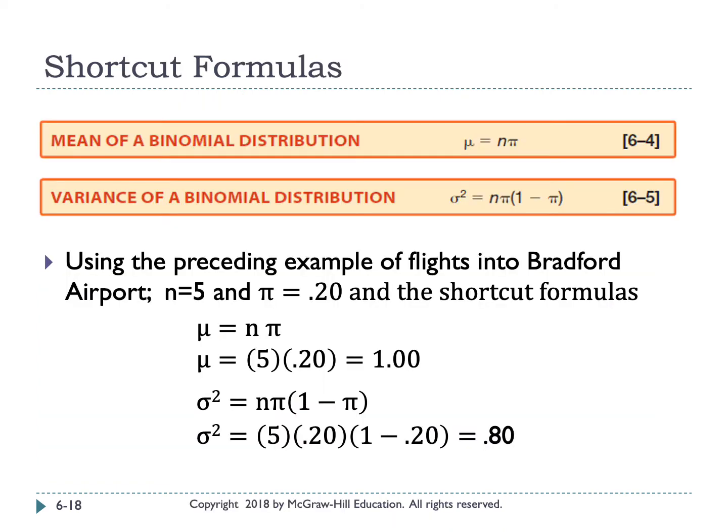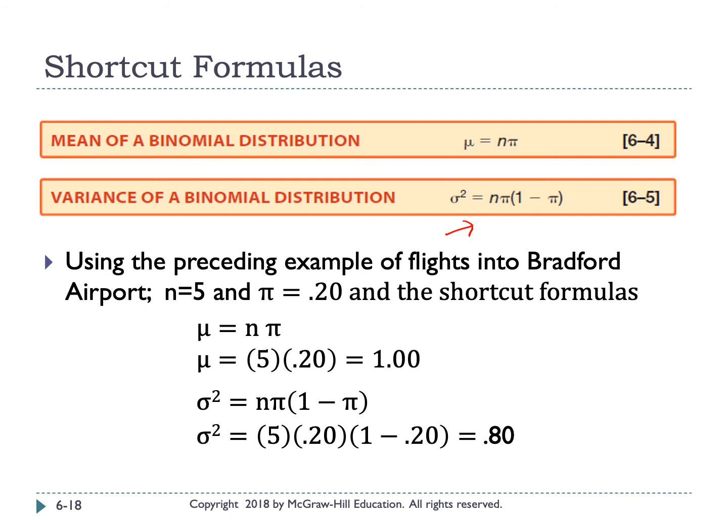Okay, however, you have good news here. Shortcut formulas are available for you, so you don't have to use the long formula to compute the mean and variance. So what is the shortcut? How do we compute the mean? You have mu equals n, the number of trials, multiplied by pi, the probability of success. This is for the mean. And how about the variance? n multiplied by pi multiplied by 1 minus pi.